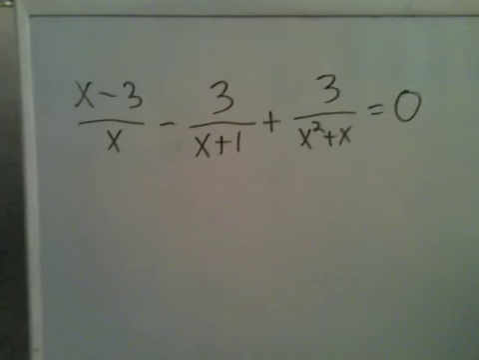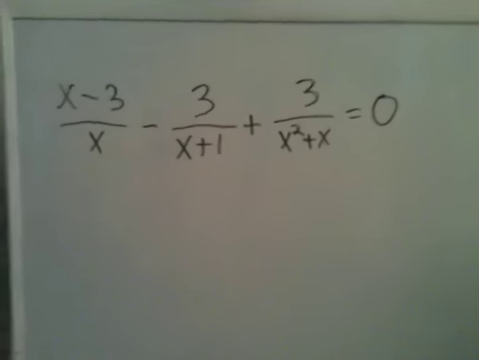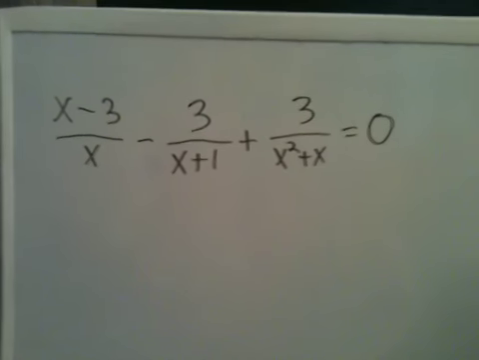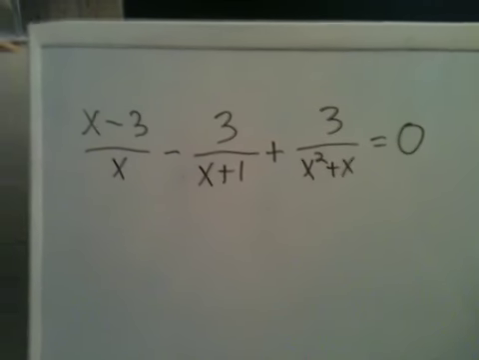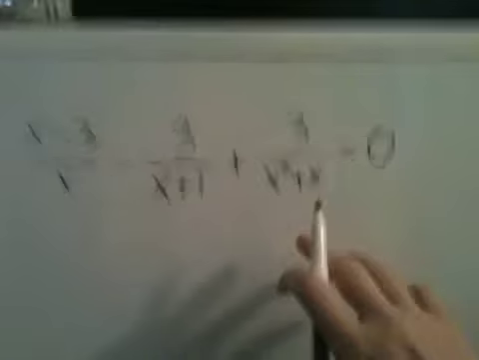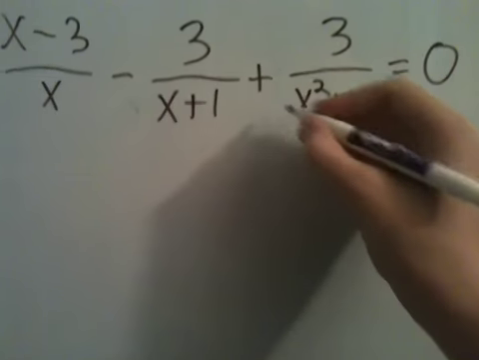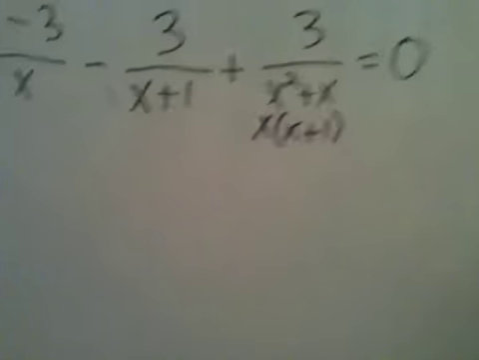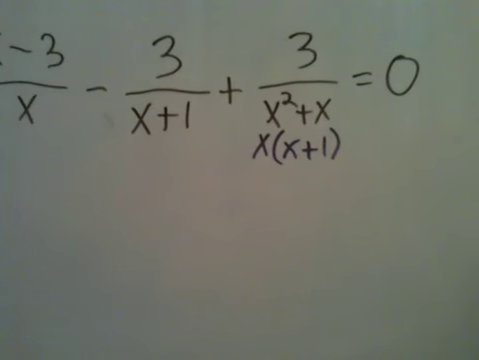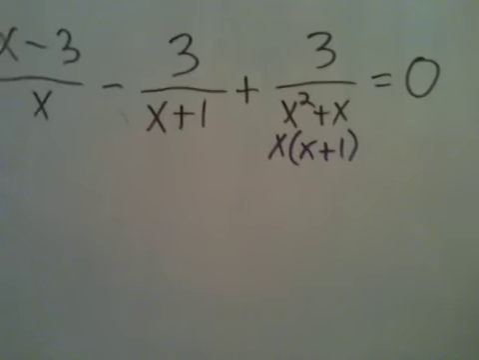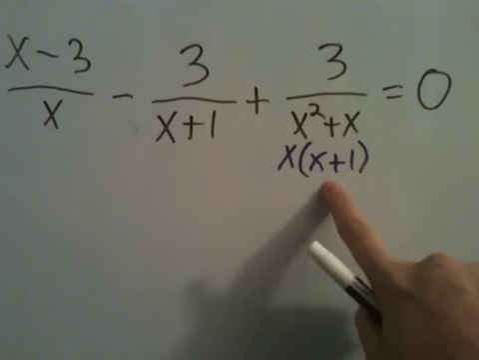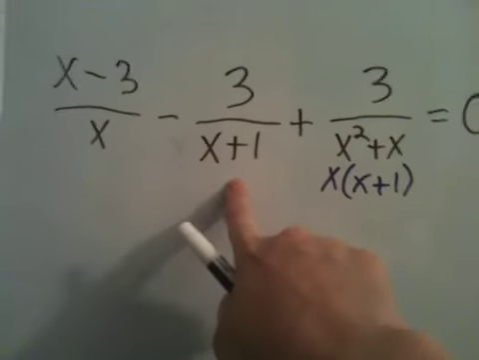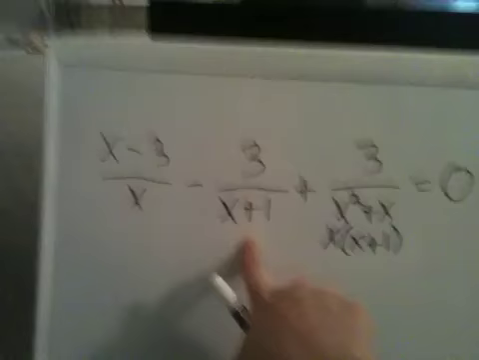Okay, we have x minus 3 over x minus 3 over x plus 1 plus 3 over x squared plus x equals 0. Now, the first thing we need to do is find the least common denominator of this. And so if we have a denominator where we can factor, that's going to be something helpful to look at. That denominator, I can factor an x out and get x times x plus 1, which means this fraction, the denominator, is really a combination of these two fractions combined. That's actually a good thing because that means we have to multiply by less.